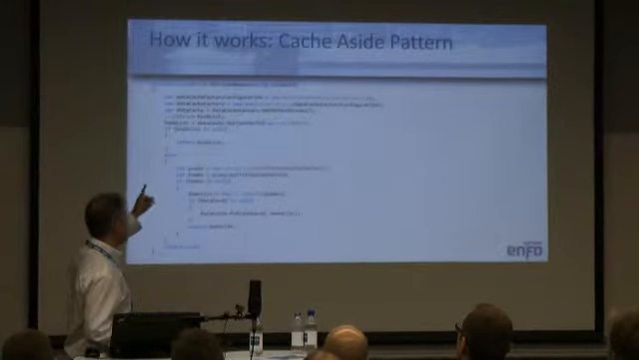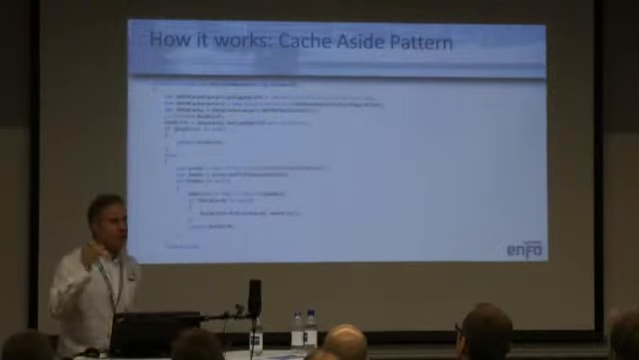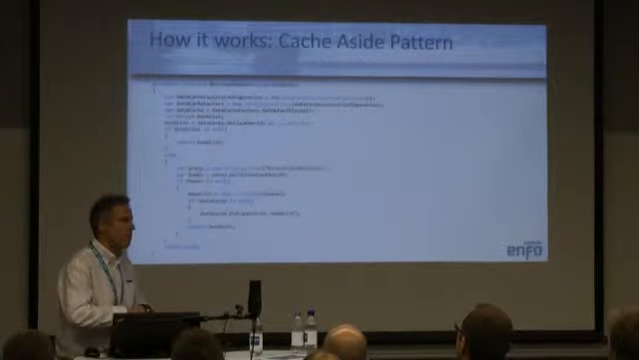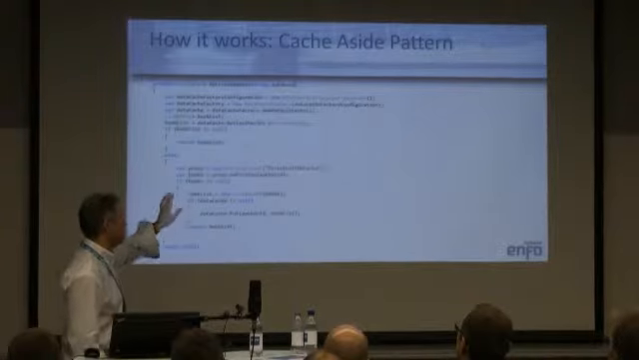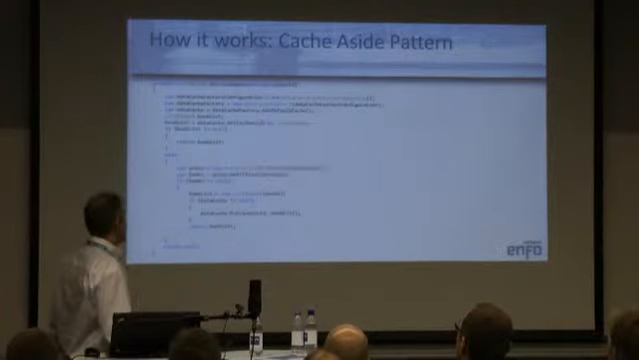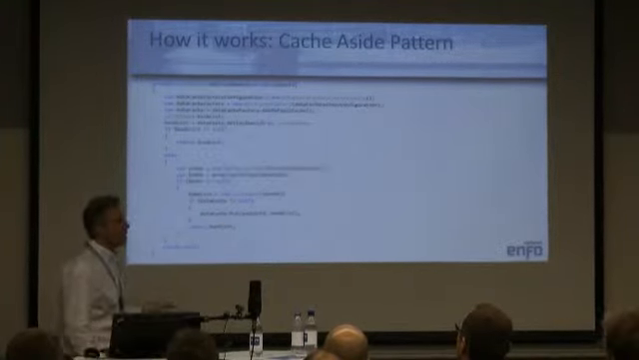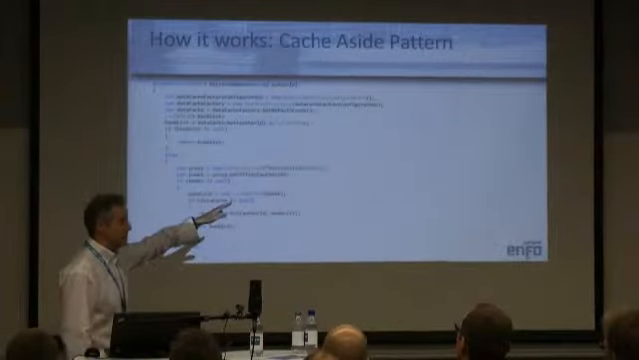Then you have to get a cache. Once again, on the on-premise version, you can create many caches with different names. In the cloud, you can just get the default cache. And then basically, you are using a pattern called the cache-aside pattern.